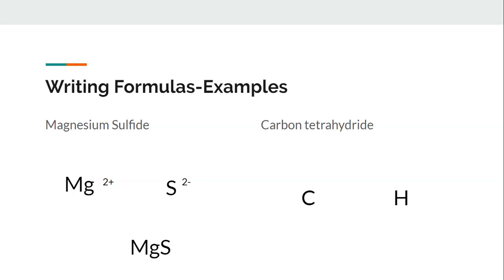Okay. And then I'm going to look at my prefixes. Well, carbon doesn't have a prefix, so I'm going to leave it alone. It doesn't need a subscript. Hydrogen or hydride has tetra. Tetra equals what? Correct. 4. Tetra means 4. So I'm going to put a 4 as my subscript. And then I'm going to just squash those letters together. And it's CH4. Okay. All right, let's try a couple more.